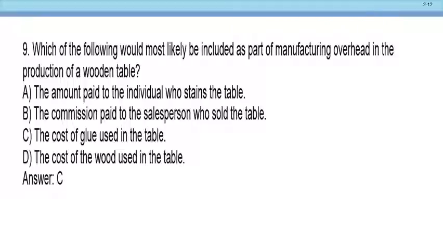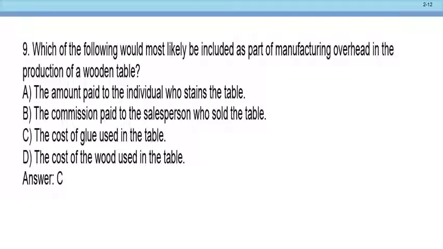How about item B, the commission paid to the salesperson who sold the table? Well, first off, when we talk about manufacturing overhead, we are not talking about sales. That's going to be expensed anyway, isn't it? And you could probably figure out the commission paid to each person anyway as a direct cost because they get paid per table that they sell, right?